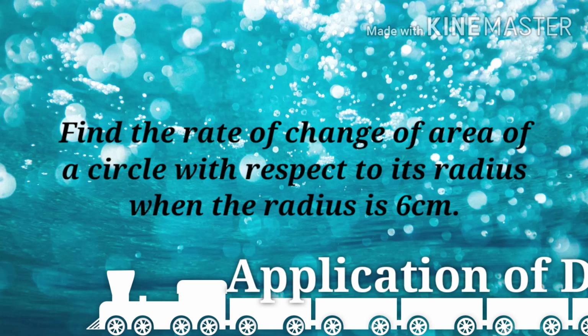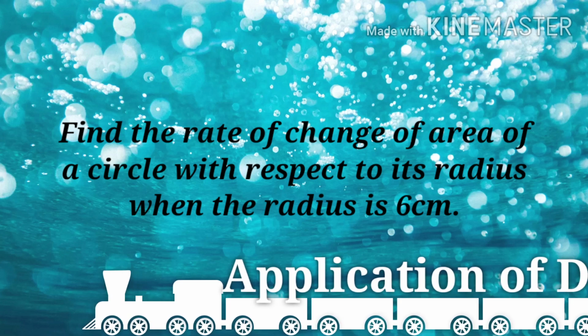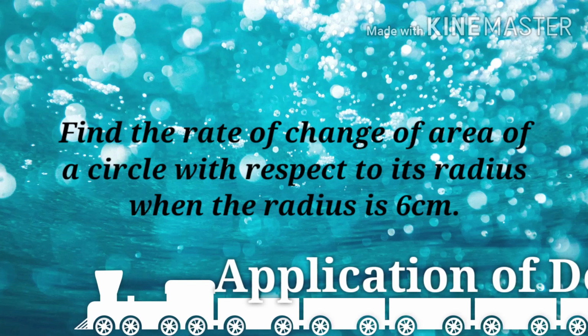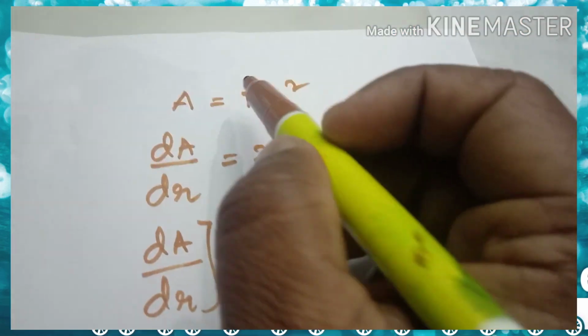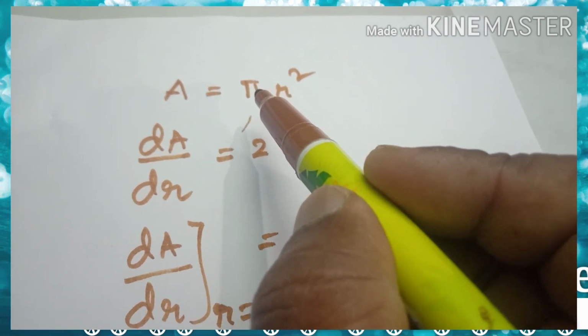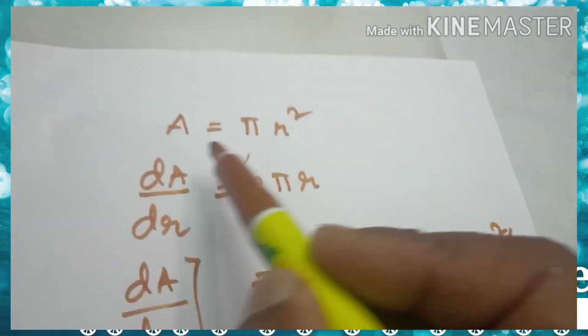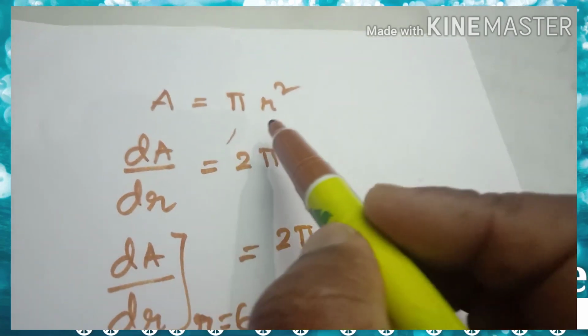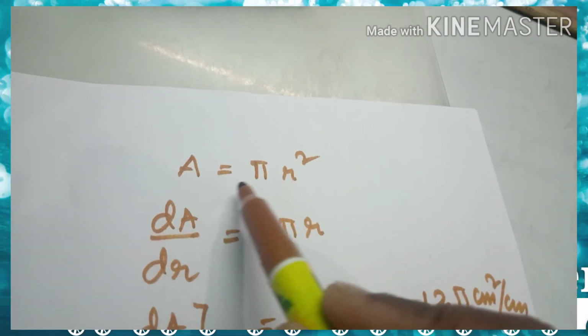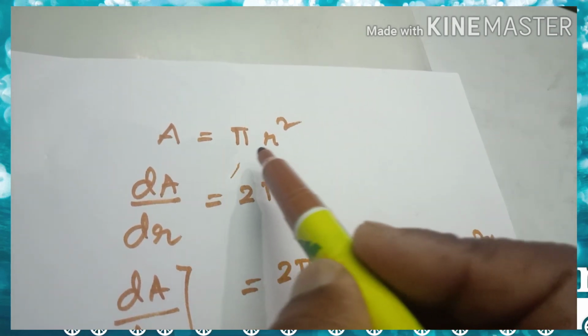Find the rate of change of area of a circle with respect to its radius when the radius is 6 centimeter. So we have to find out the rate of change of area with respect to the change in radius. So we know area of a circle is given by the formula pi r square. So let A equal to pi r square. A is a function of r.